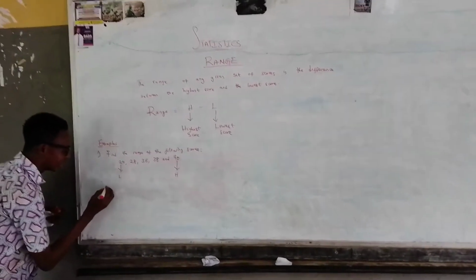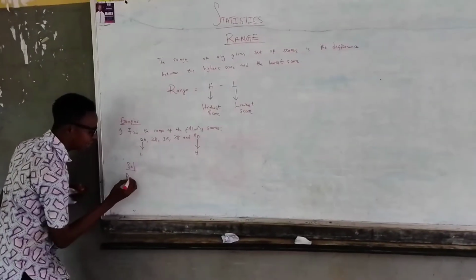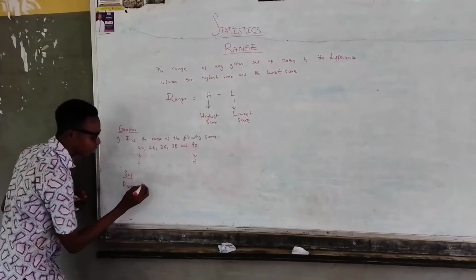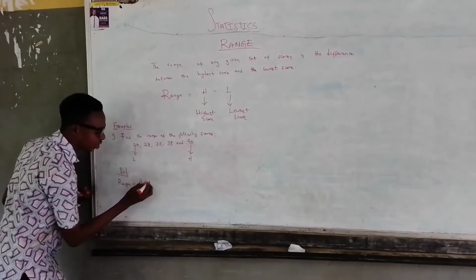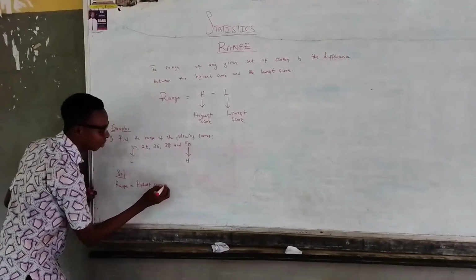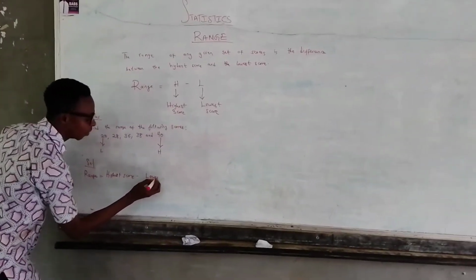So we can say, solution: range. Always remember to write the formula: highest score, or highest number, minus lowest score.